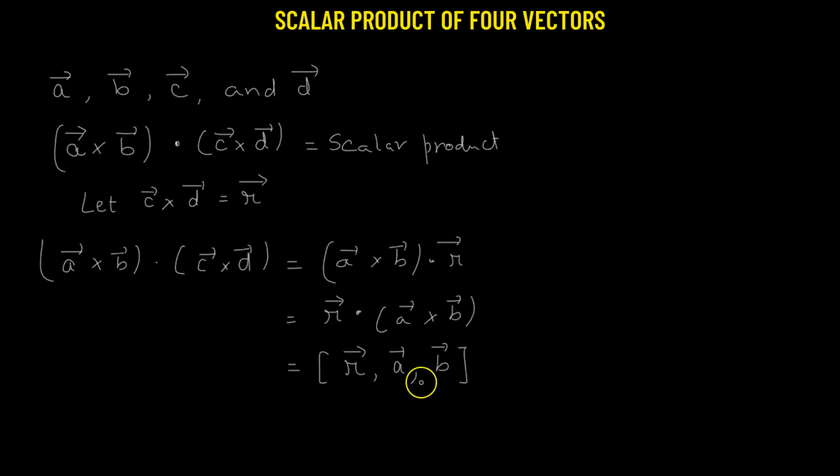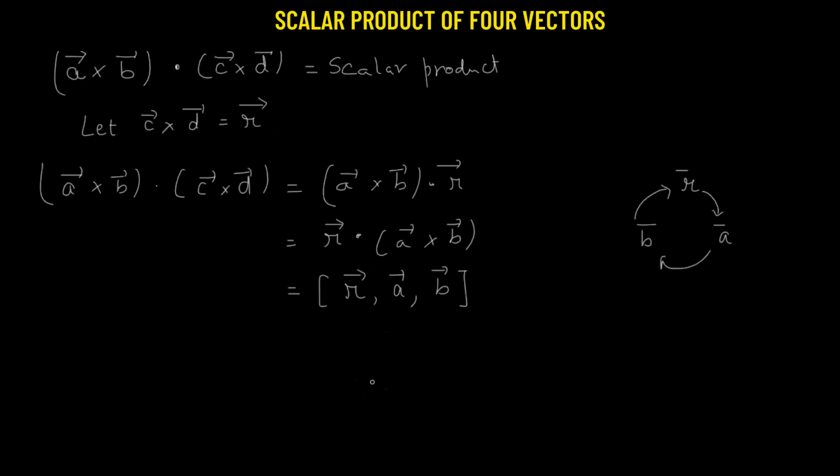But we know that the vectors in a scalar triple product are cyclical in nature. Cyclical in nature means that if we have the vectors R, A, B, they are going to follow this particular cyclic order. So we can also rewrite this scalar triple product in the form R going to A going to B, which is equivalent to saying A going to B going to R. It means the same thing.